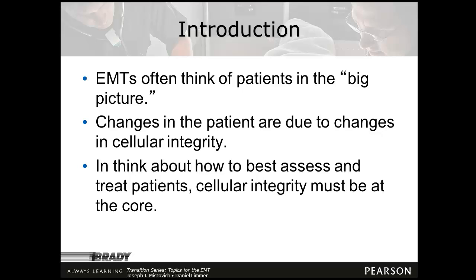This topic is provided to enhance the understanding of the EMT about cellular metabolism and how changes in the patient are due to changes in cellular integrity. Cellular integrity must be at the core of our thinking in understanding how best to assess and treat our patients.